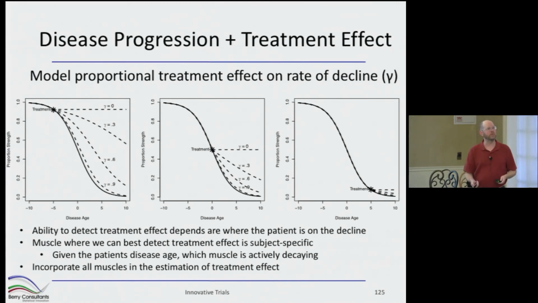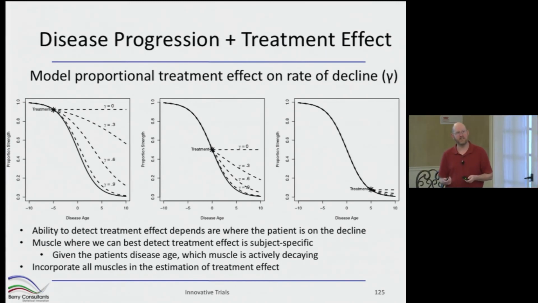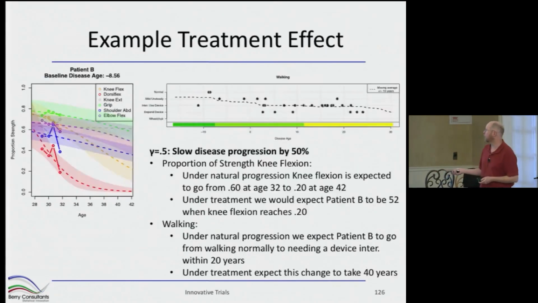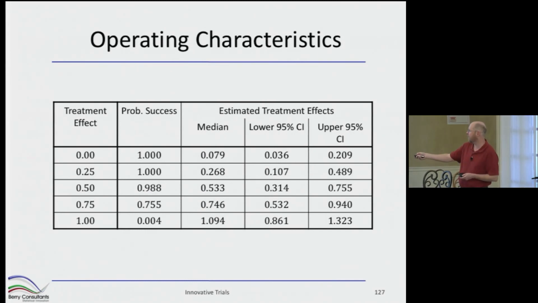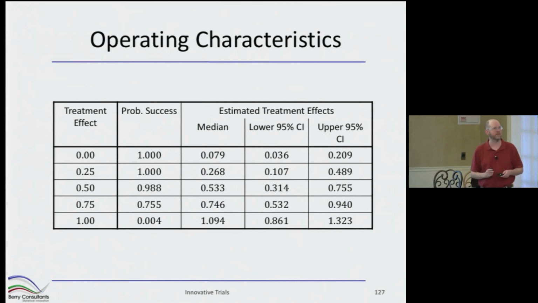The purpose of this is to combine all this information in the 6 endpoints on strength and get us an adequately powered trial, which this does. So you can see if we've got a treatment effect of 50%, we've slowed the disease progression in half. The trial power is 98%. In fact, if you slowed the disease down to 75%, so it's 25% slower, we still have about 75% power.